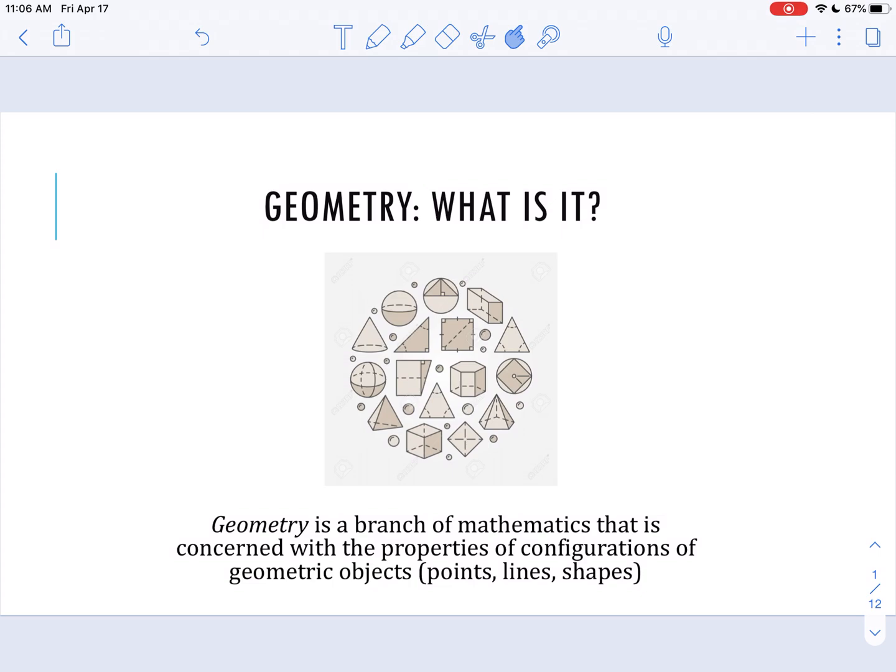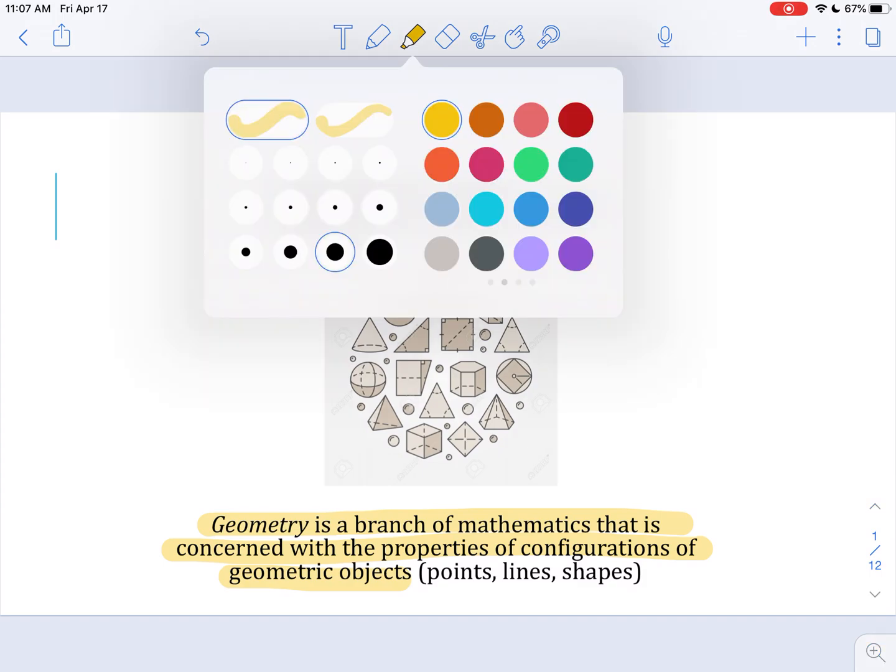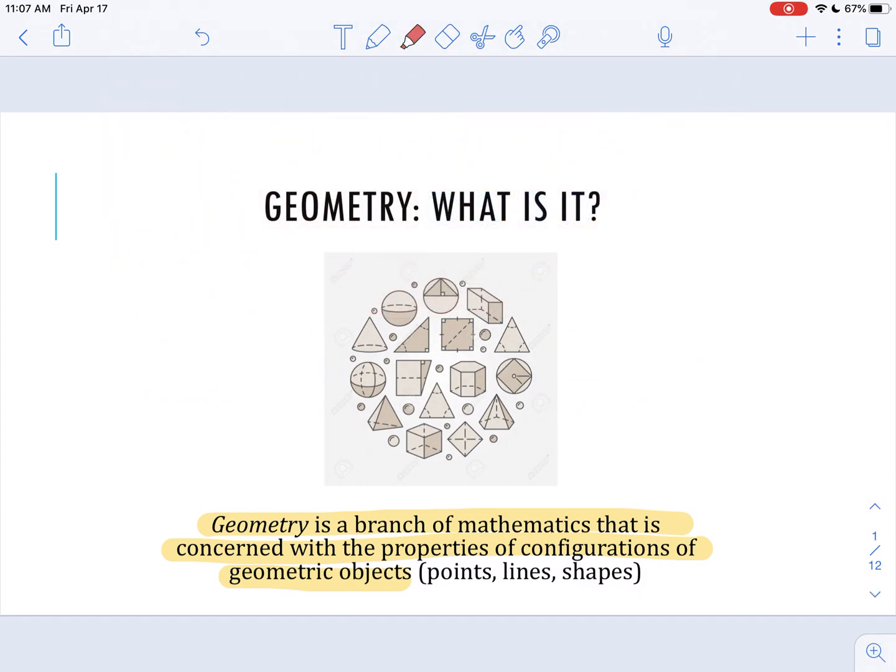As we kick off our geometry unit, it's so important to understand what geometry is. So as we head out of some of our algebra topics, we're heading into our geometry unit, and geometry is the branch of mathematics that is concerned with the properties of configurations of geometric objects. Don't get too alarmed by that definition because you guys have talked a lot about geometry already in previous classes.